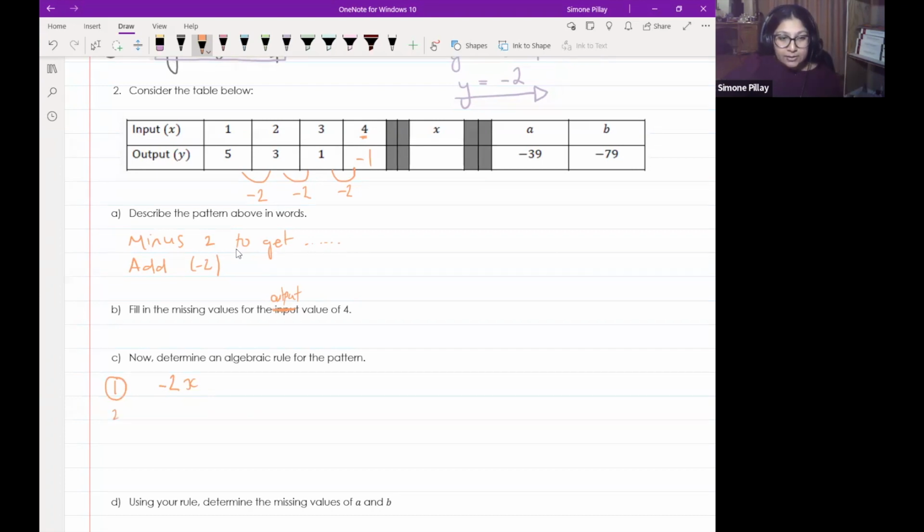Then when we apply step 2, I need to now add or subtract whatever I need to get the output that I want. So if I use this rule so far that I have -2, and then I have the input. Let's use this pair over here. When my input is 1, I know I want my output to be 5. So let's put my input in there. What do I get? I get -2 times 1 is -2. What do I have to do to -2 to get to 5?